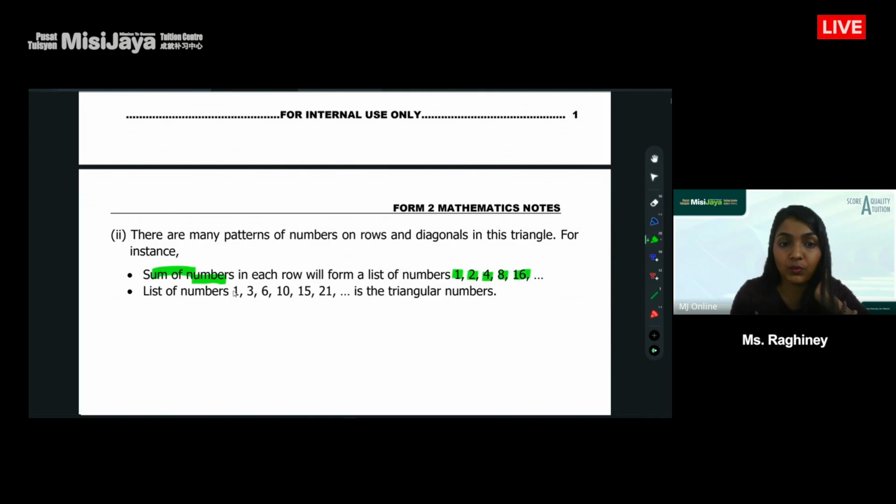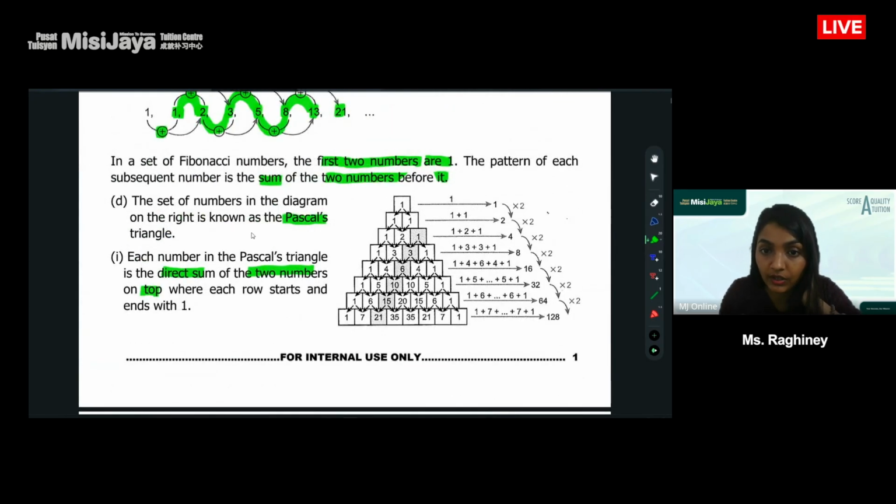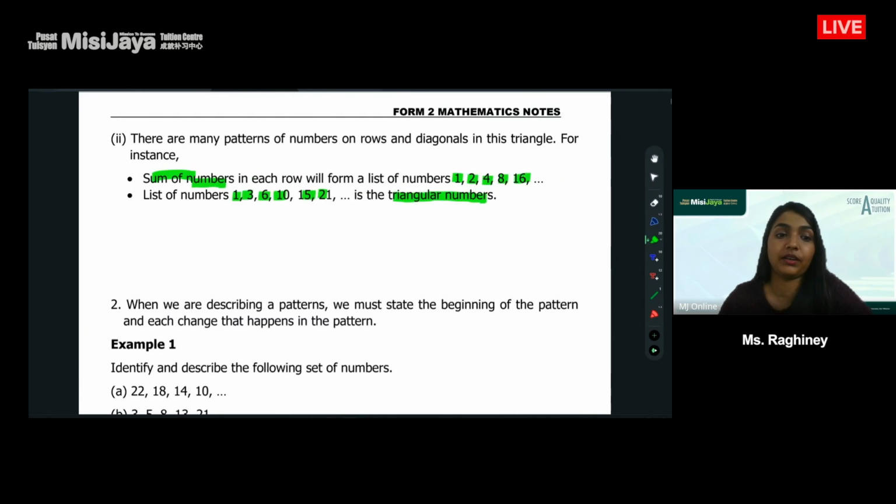List of numbers 1, 3, 6, 10, 15, 21. These are the triangular numbers. Let's see where this is. 1, 3, 6, 10, 15, 21 over here. It's kind of like a diagonal going across, right? So this is another pattern that we can observe. When we are describing a pattern, we must state the beginning of the pattern and each change that happens in the pattern.